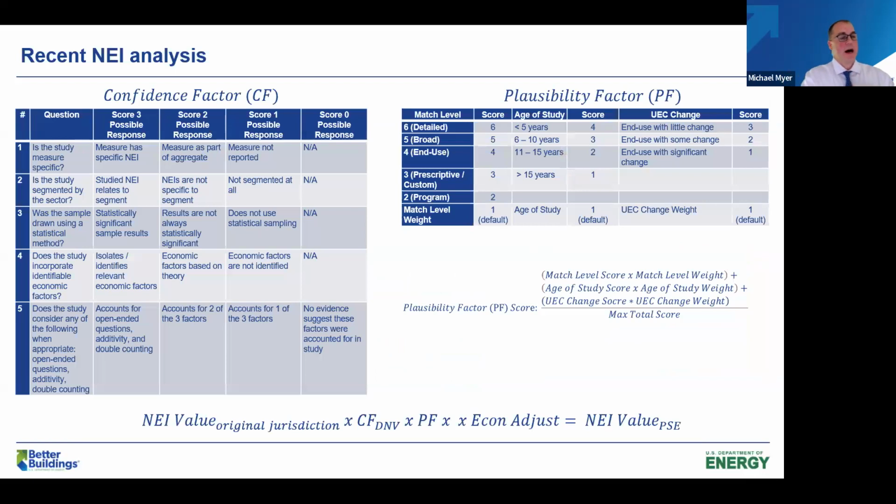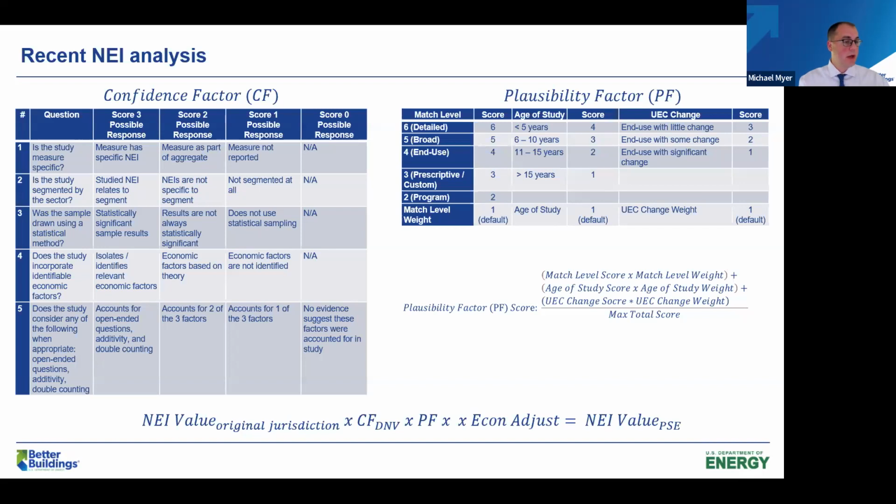Oh, perfect, thank you. So here you can see the confidence factor. What they do is ask the reviewer, when they're calculating this NEI process, these 5 questions. Each question gets a score from 0 to 3, and then you combine them and you get a weight. So you can see, is the measure specific? How was it done? Was it done using a statistical method?